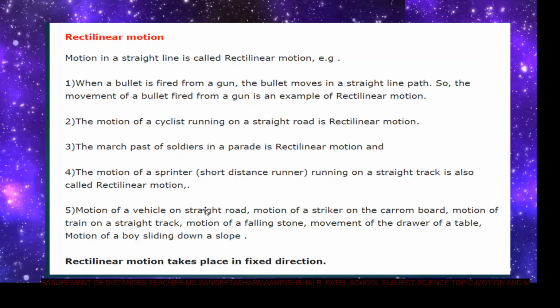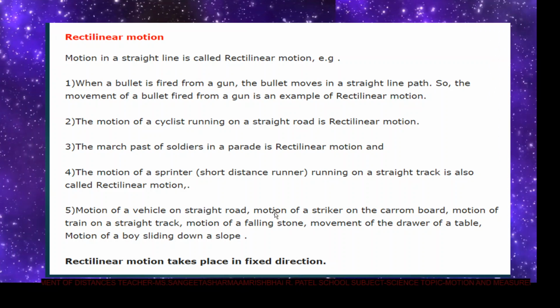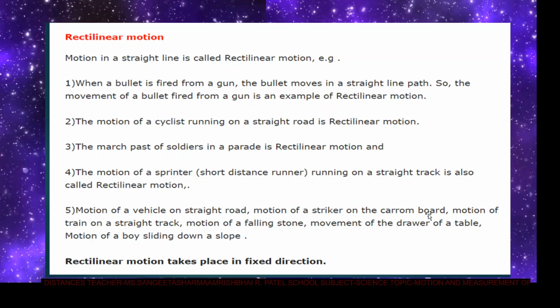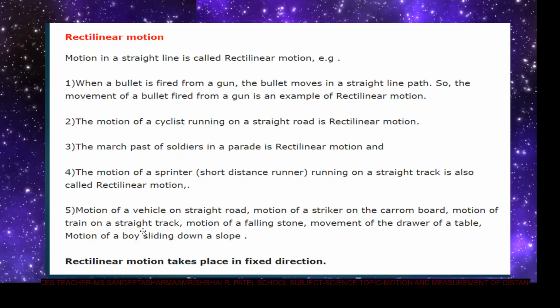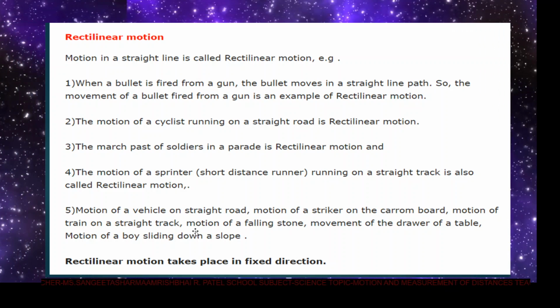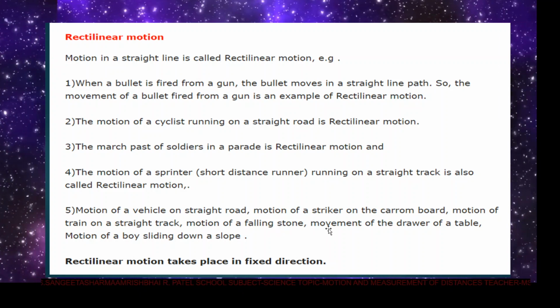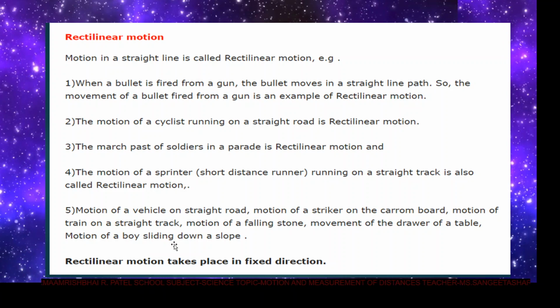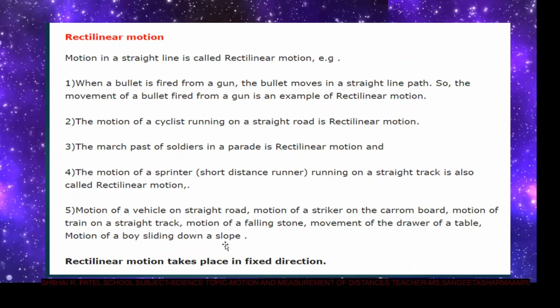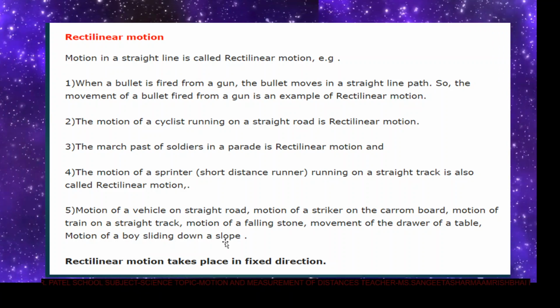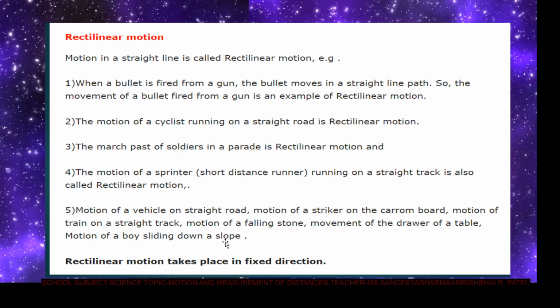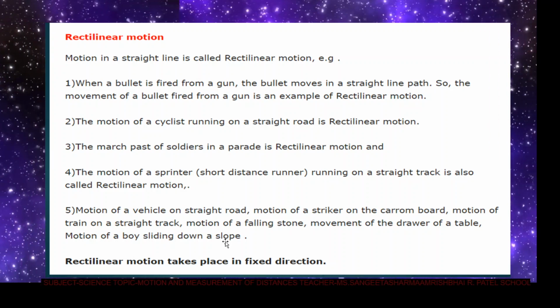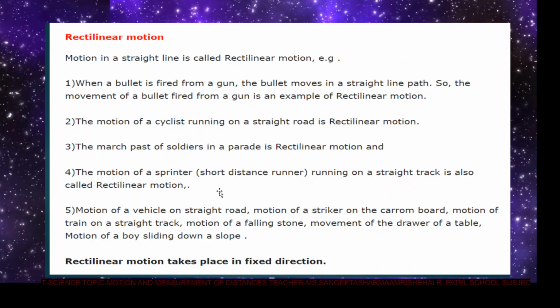Motion of a vehicle on a straight road. Motion of a striker on the carom board. Motion of a train on a straight track. Motion of a falling stone. Movement of a drawer of a table. Motion of a boy sliding down a slope. That means the motion which is in a straight line, we can say that the motion is rectilinear motion.